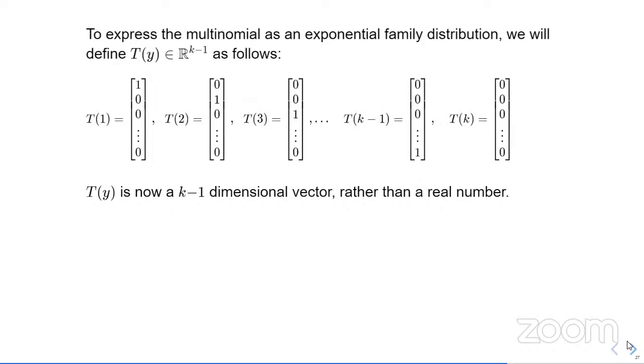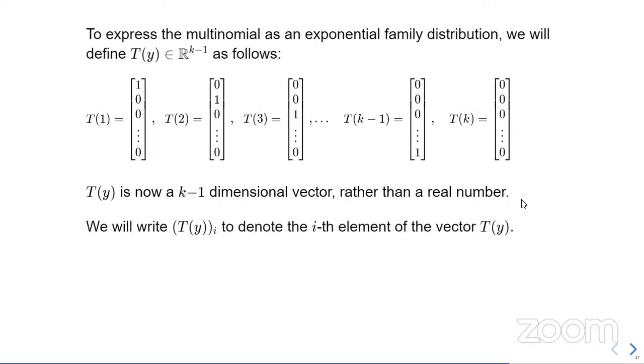Now I'm representing those in the form of vectors. These are notations, so just remember them, we are going to use them. T(y) is a vector of shape k minus 1 by 1, meaning k minus 1 rows and 1 column. If it belongs to class 1, then entry 1 is 1 and the other entries are 0. If it belongs to class 2, then entry 2 is 1, other entries are 0. If it belongs to class k, then all the entries are zeros.